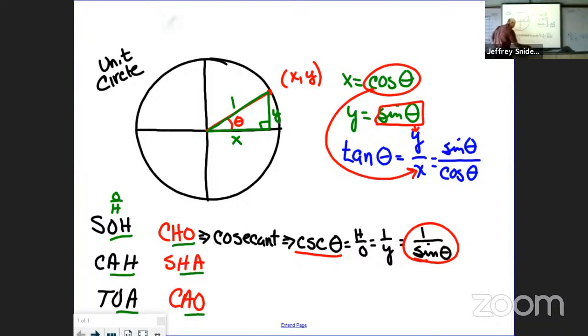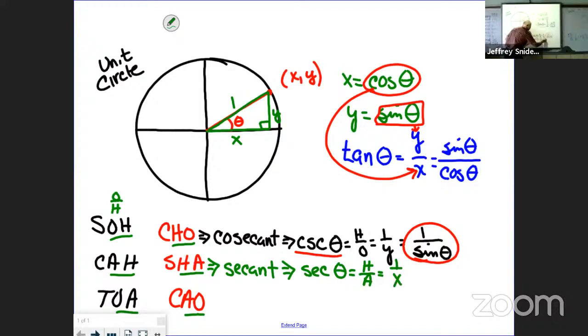All right, here we go. The second one here, S stands for secant. Okay, secant, and it's abbreviated SEC. And it's defined as hypotenuse over adjacent, which would mean it's 1 over x, which means it's 1 over cosine.